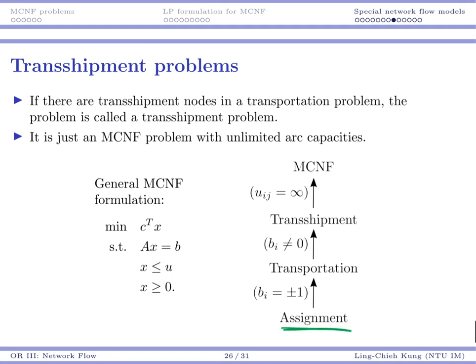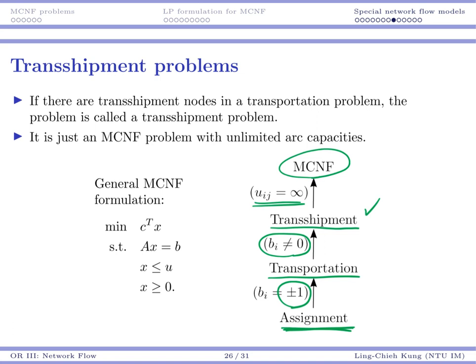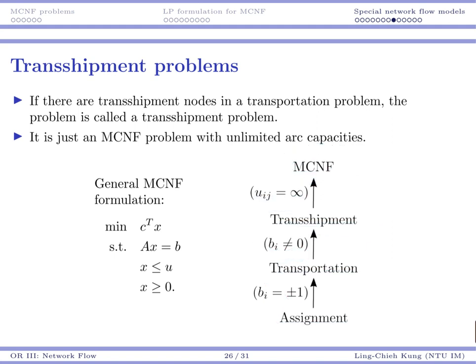An assignment problem is a special case of a transportation problem, in the sense that for an assignment problem, all your bi are 1 or -1. A transportation problem is a special type of transshipment problem in the case that none of your bi is 0. And finally, a transshipment problem is a special type of MCNF in the sense that there is no link capacity constraint. So we can see that we have this clear reduction relationship.